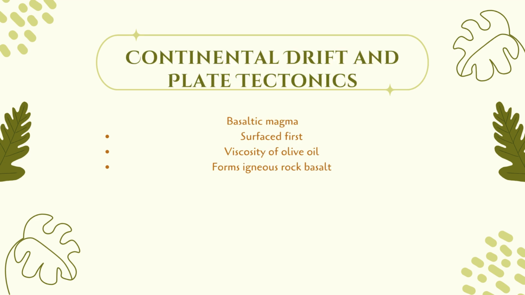So, for the unit continental drift and plate tectonics, basaltic magma, this was really interesting to me because I haven't really learned about it. It does have the viscosity of olive oil, so it did surface first, and it forms igneous rock basalt. And I thought this was really cool, comparing and contrasting it to the other ones. But this one surfaced first.